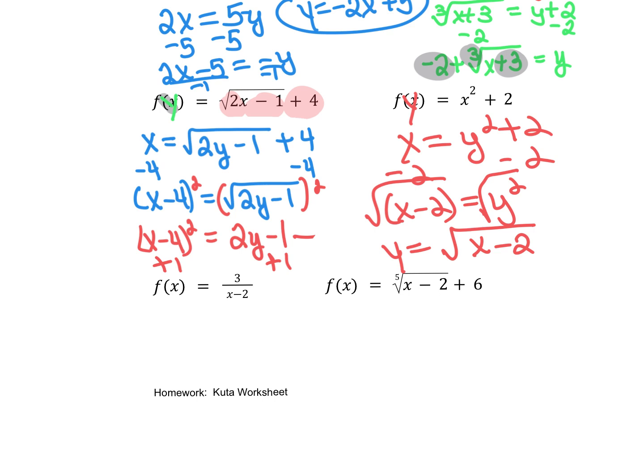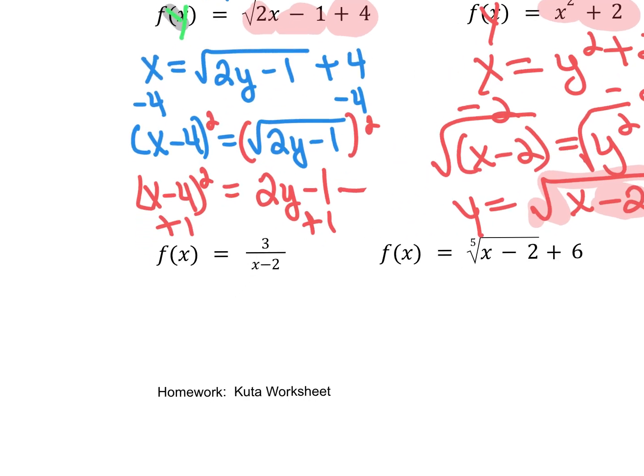Again, we started out with a +2 here. We have a -2. We have a squared. Now we have a square root. Everything is undone. Okay, going on here just a little bit further. So let's move on down here.